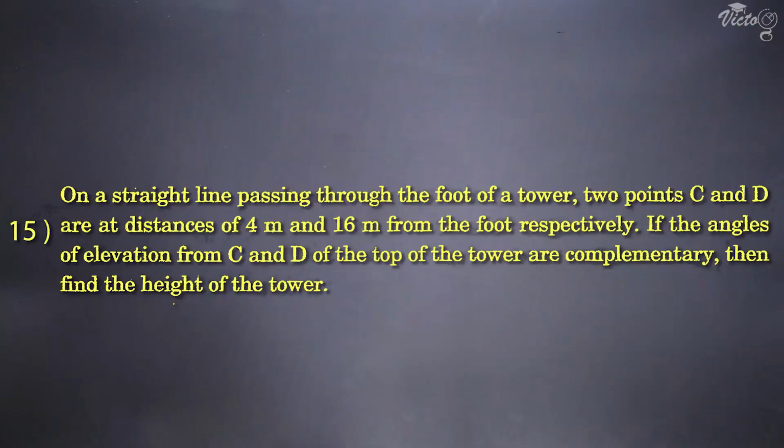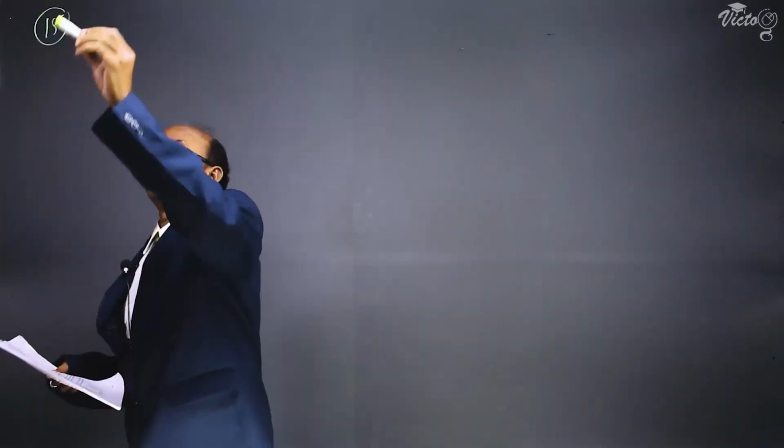On a straight line passing through the foot of a tower, 2 points C and D are at distances 4 meter and 16 meter from the foot respectively. If the angles of elevation from C and D of the top of the tower are complementary, then find the height of the tower. Next is question number 15. Figure is not given in the question, so we have to draw the figure.